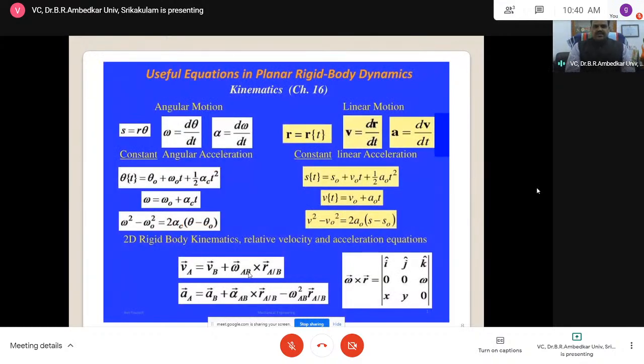Now this slide was also shown yesterday, only to differentiate the kinematics. This is the kinematics part, kinematic quantities in angular motion and linear motion. Now the same two types of motions we are going to discuss today in kinetics. This is the scalar notation and this is the vector notation, for two-dimensional cases.